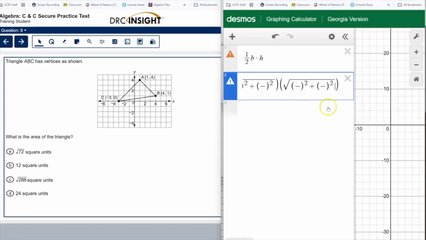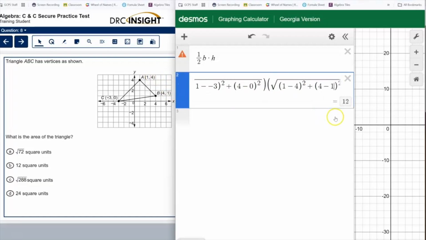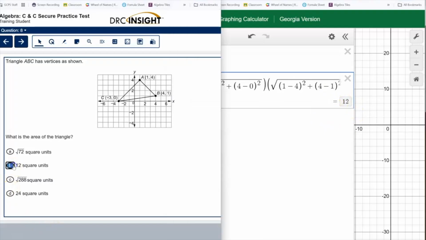We need it twice because I need the base and the height. I don't know why this is not making it longer. Okay, there we go. So it's A, C, and then A, B. So from A to C, let's fill this out. 1, -3. Then keep the same order, 4, 0. All right, that's my first one. Then we're going to go from A to B. 1, 4, keep that same order, and then 4, 1. Boom, I knew it was going to be a whole number. 12 is our answer.